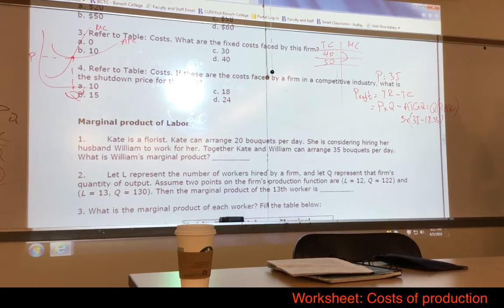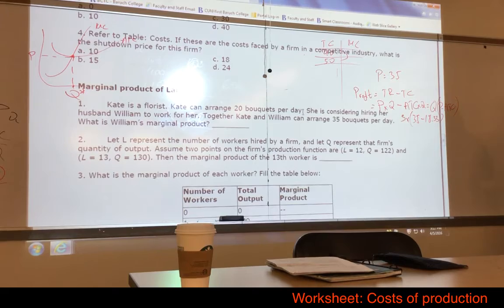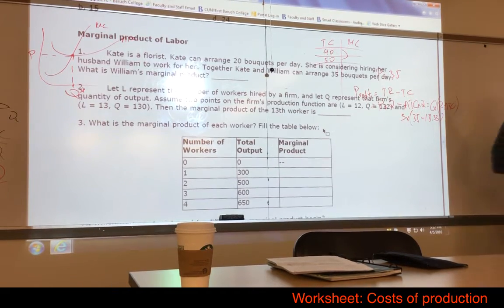There you go. Alright, this we're going to skip in the interest of time. You're going to learn this after the second term.